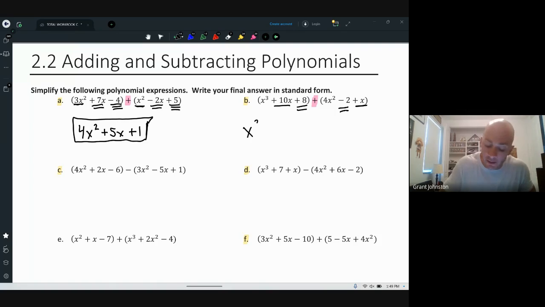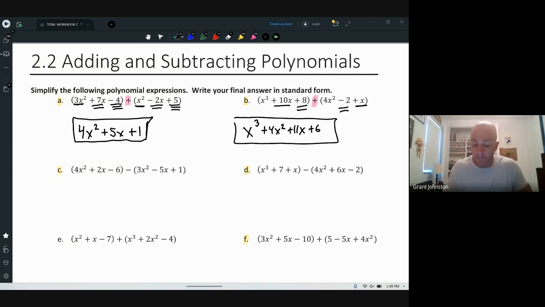So we still have that x to the third. It just wasn't added with anything. Same thing, we still have a positive 4x squared. The 10x plus the 1x would be 11x. And the 8 plus the negative 2 is 6. So when we're adding polynomial expressions, we're just adding the like terms.